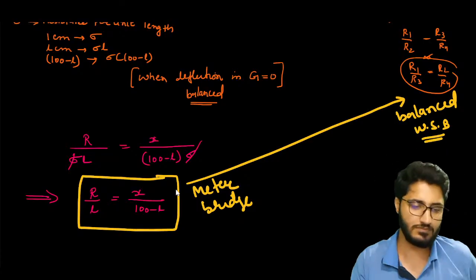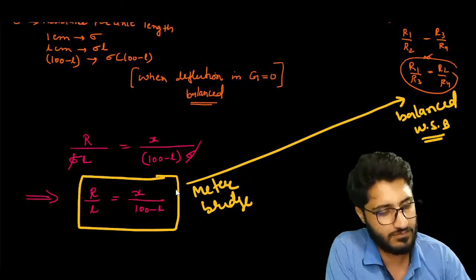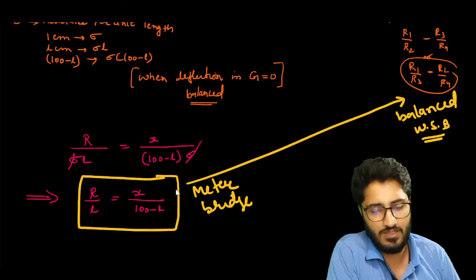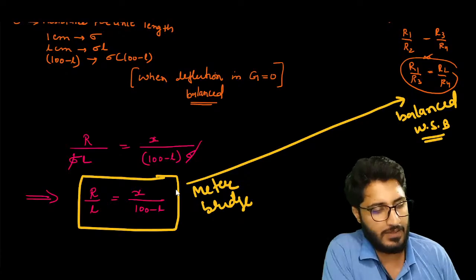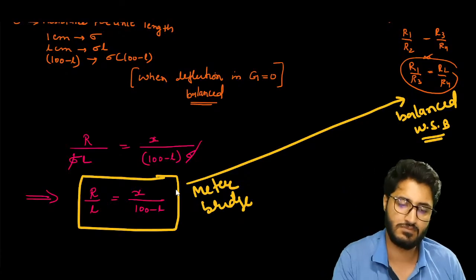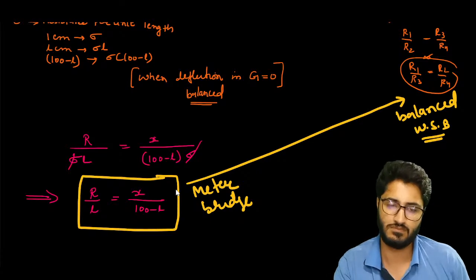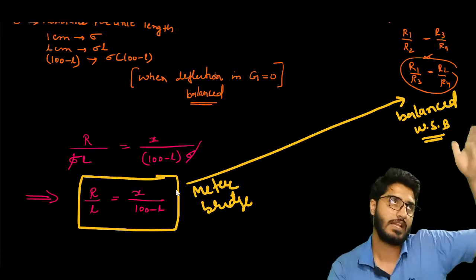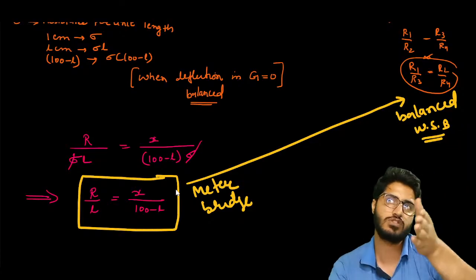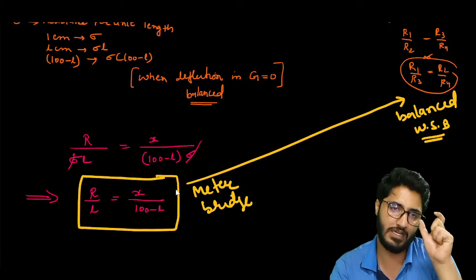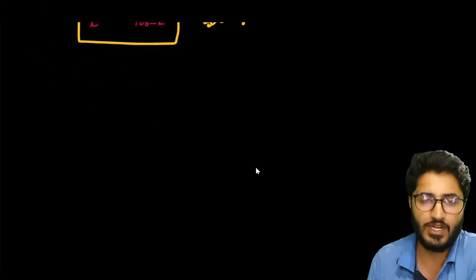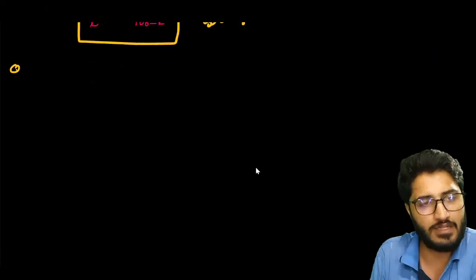Clear? Nothing tough. So you can write that the ratio of the left two terms equals the ratio of the right two terms if the deflection in the galvanometer is zero. Let us do a numerical on it now.